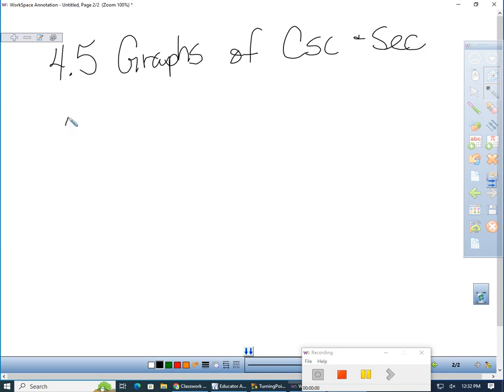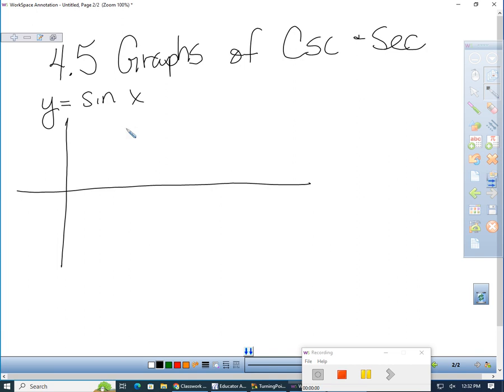First of all, when we had sine, right, y equals sine x. We said one period went out to 2 pi. It always started at 0. Went as high as 1.